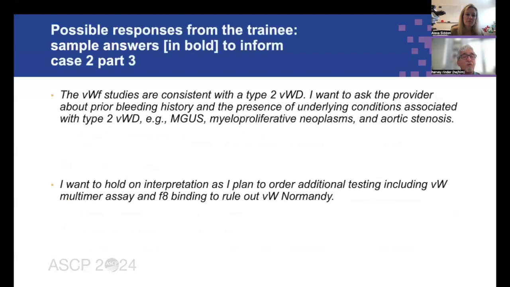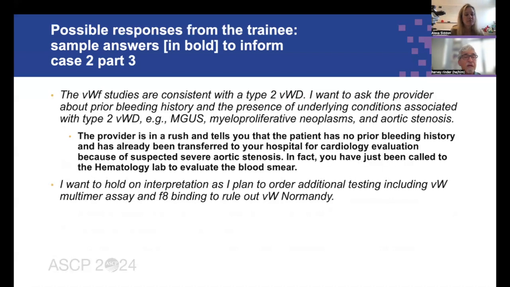We go to our grading. So they wanted to ask the provider about underlying conditions. Let's see what the provider says. Even though he's in a rush, he tells you that the patient had no prior bleeding and has already been sent to your hospital for a cardiology evaluation because of suspected severe aortic stenosis. In fact, 2 minutes before, you've been called by the hematology lab to come up and evaluate the blood smear.